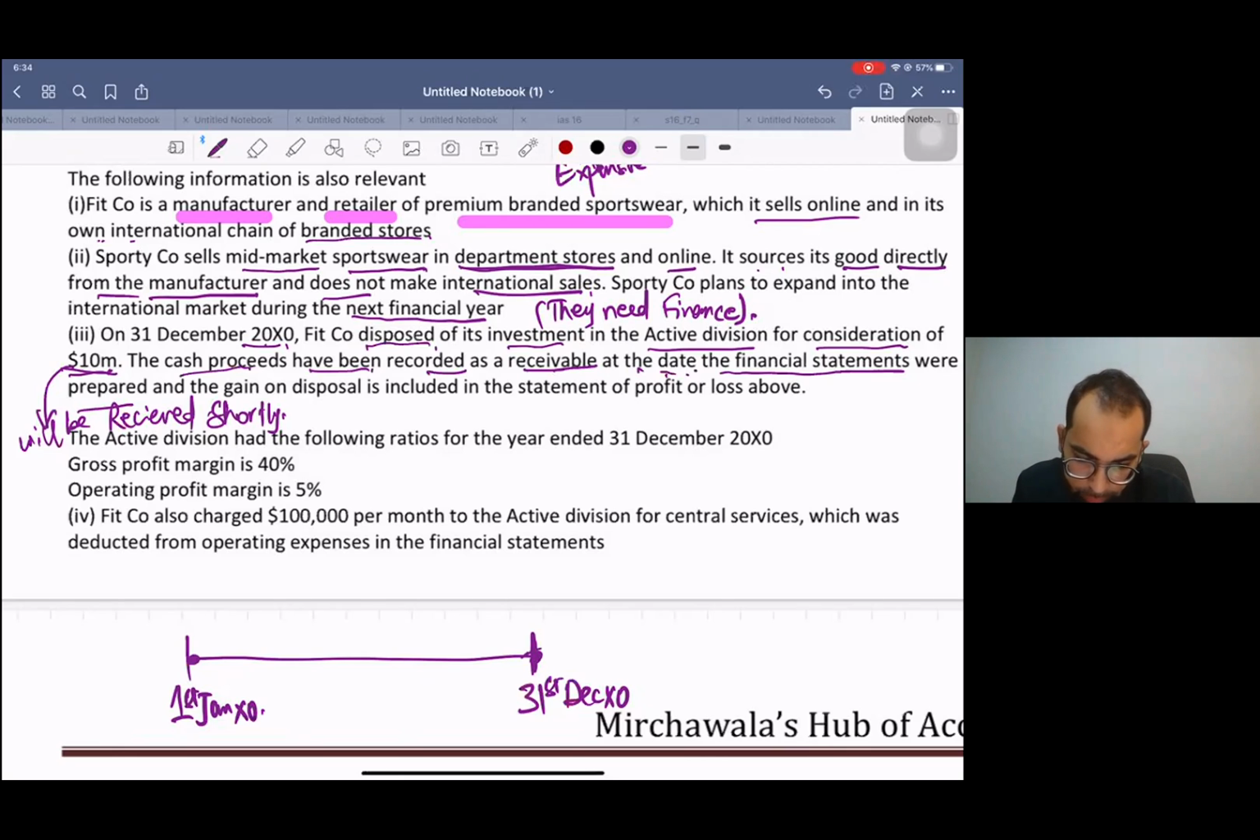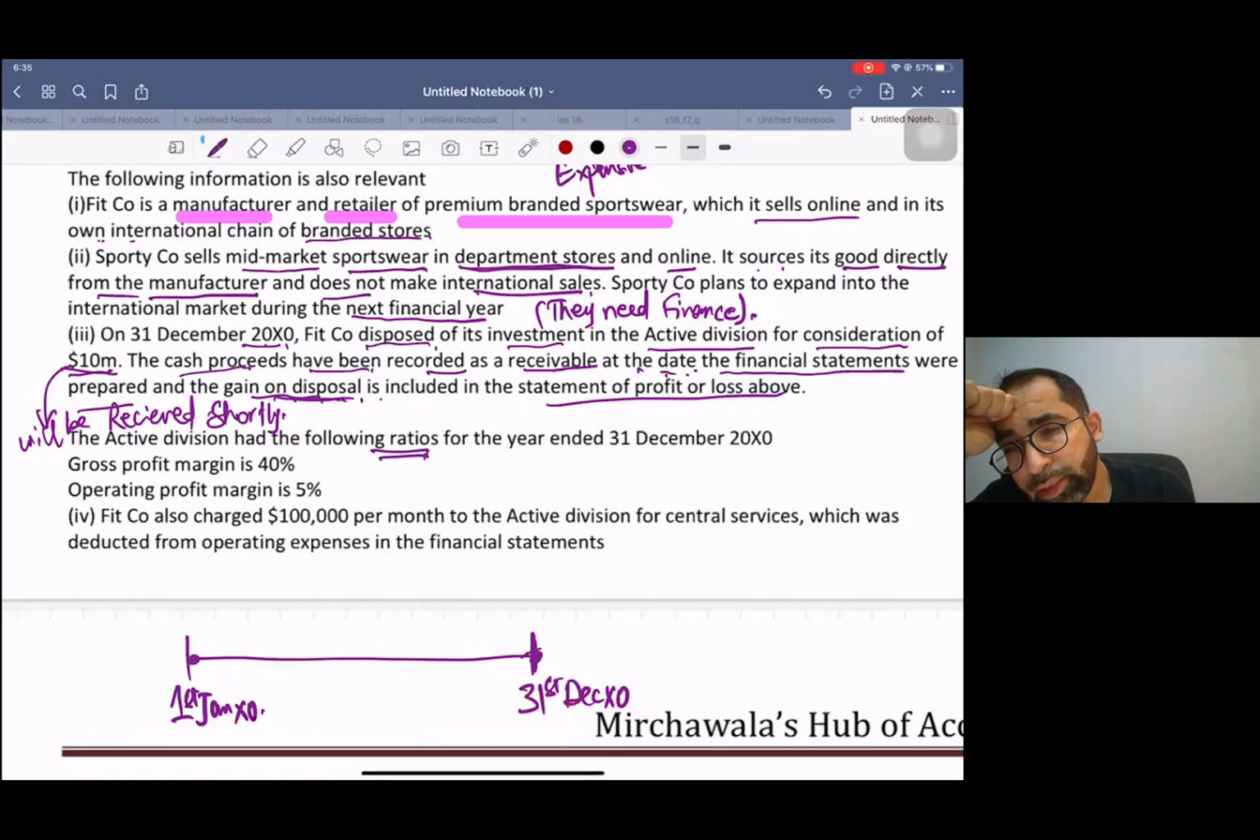Now, the gain on disposal. See, after many years, a company sells the division. Normally, selling a division is not a routine thing. So after many years, company sells the division, right? So the active division had the following ratios. Sorry. So there is a gain on disposal included in the statement of profit and loss.